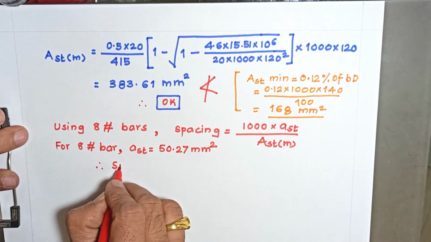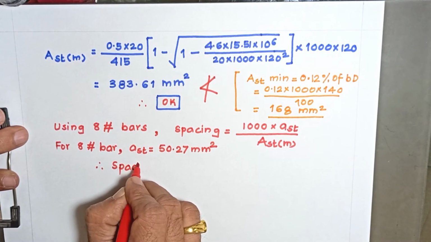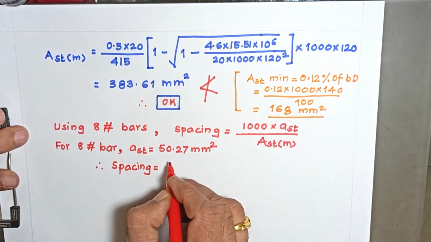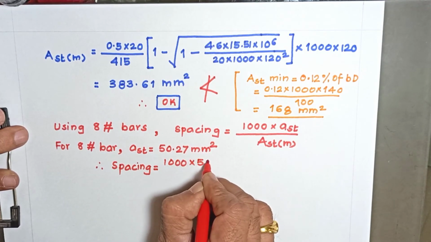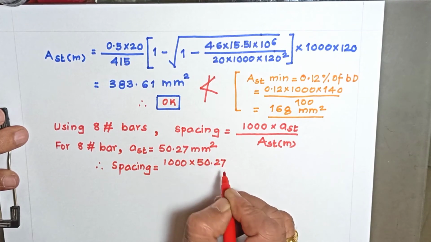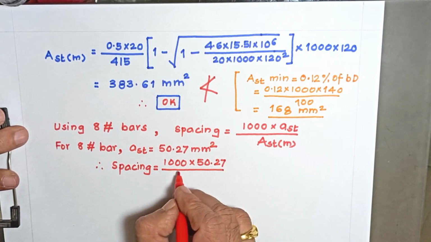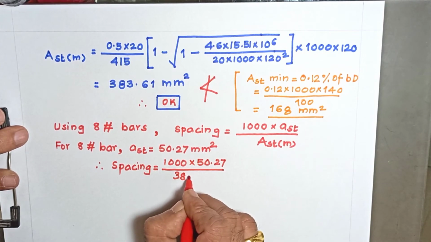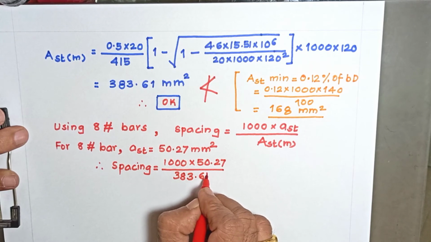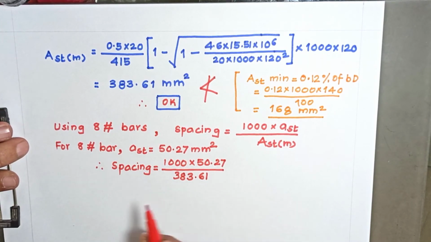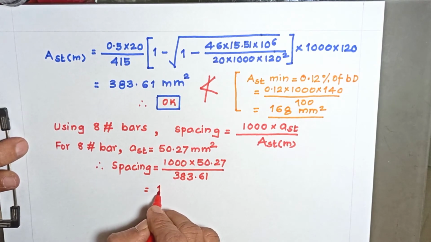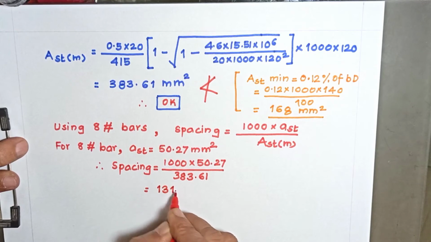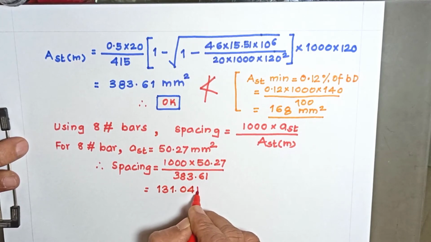Therefore, spacing is equal to 1000 into 50.27 divided by 383.61, which comes out to be 131.04 mm.